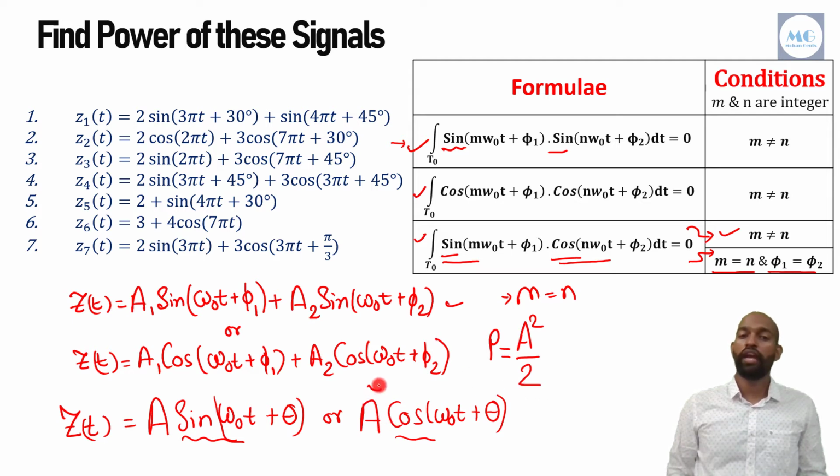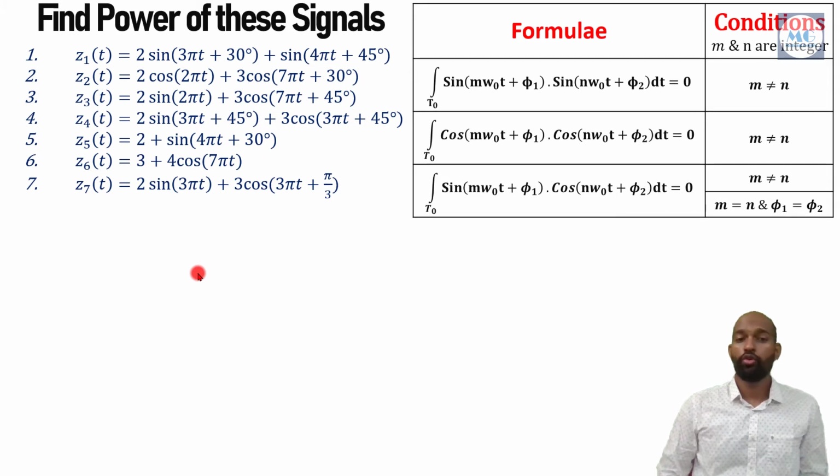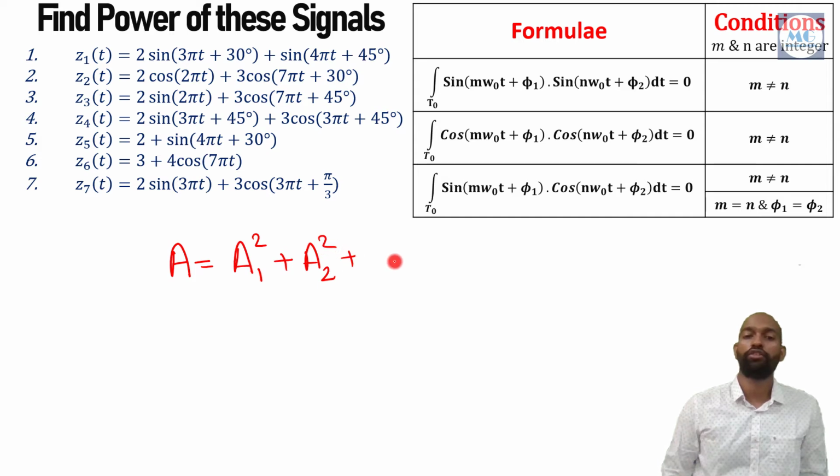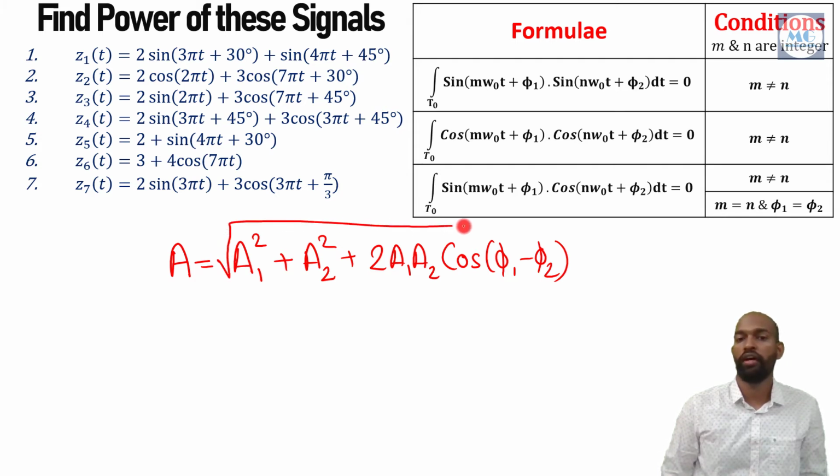So we need to calculate this A. Then what will be A? I will give you the formula for A. For those kind of standard functions, the formula for A will be the root of A1 square plus A2 square plus 2A1 A2 cos(phi 1 minus phi 2).